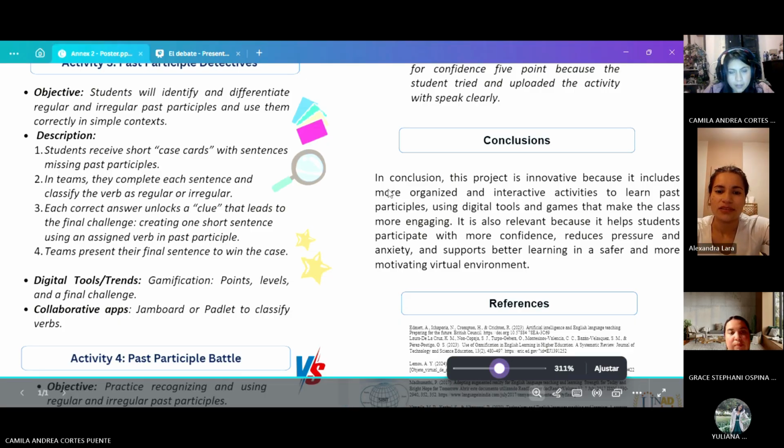Okay. So in conclusion, this project is innovative because it includes more organized and interactive activities to learn past participles using digital tools and games that make the class more engaging. It is also relevant because it helps students participate with more confidence, reduce pressure and anxiety, and support better learning in a safer and more motivating virtual environment.